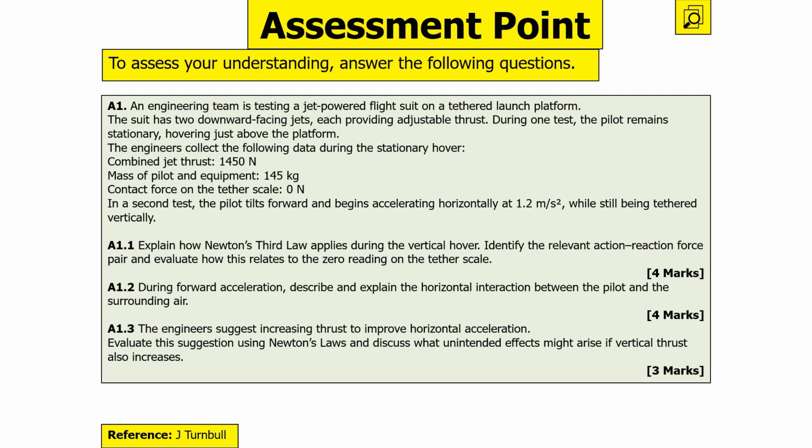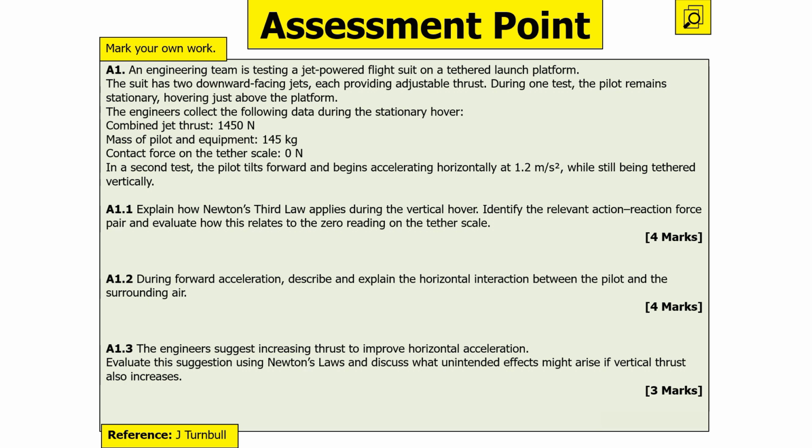Explain how Newton's third law applies during the vertical hover, identify the relevant action-reaction force pair, and evaluate how this relates to the 0 reading on the tether scale. During the forward acceleration, describe and explain the horizontal interaction between the pilot and the surrounding air. Then engineers suggest increasing thrust to improve horizontal acceleration. Evaluate the suggestion using Newton's laws and discuss what unintended effects might arise if vertical thrust also increases. So pause the video now, then unpause the video when you want to go through your answer.